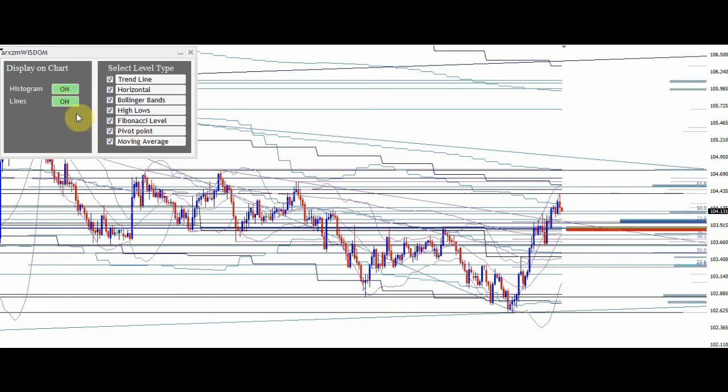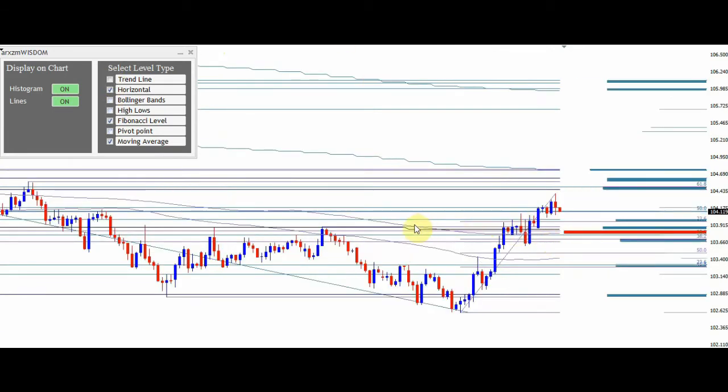Now what we can do is turn the histogram on, and we'll see now that this red bar here indicates the highest confluence, and we did a 5 pip range, so the highest 5 pip range with the strongest overlapping levels, including all these levels. And the other levels are also marked here with varying lengths of strength.